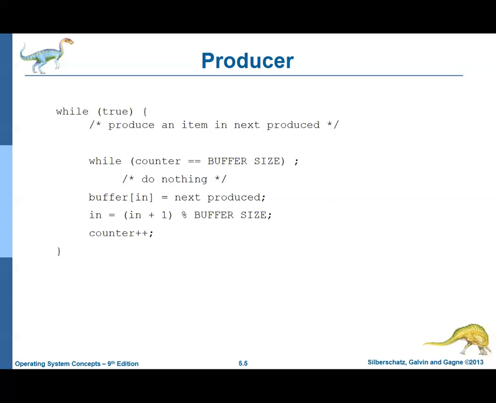Is it all full or not full? If it's not full, he's going to make count go up by 1. So let's say it was empty. Count is now going to equal 1. And he's going to get to his loop again, and count is not equal to buffer size. Buffer size is 10. In goes up by 1: in equals in plus 1, modulo buffer size. Well, if it was 4, it's now 5. 5 modulo 10 is still 5. So in is now here.